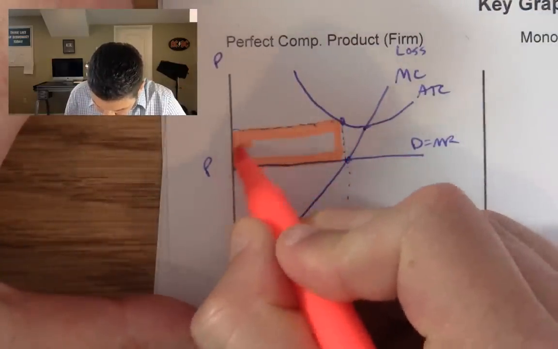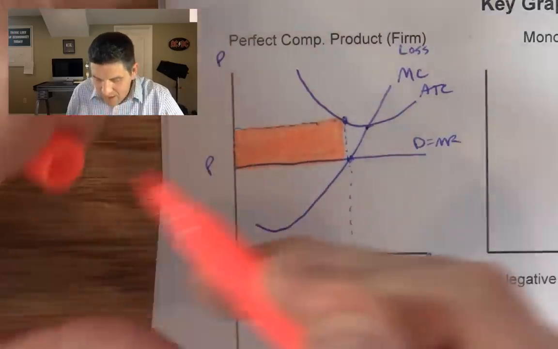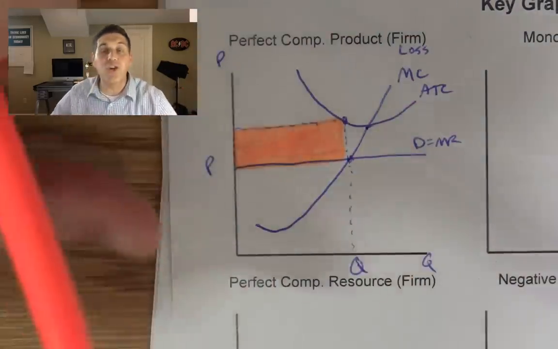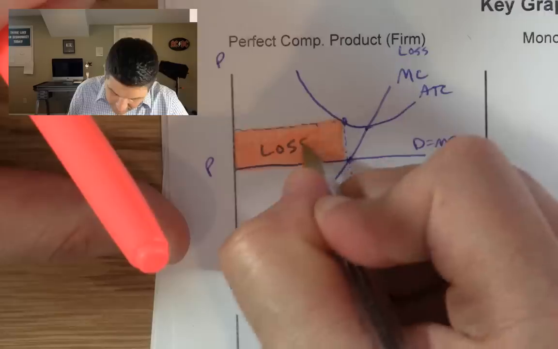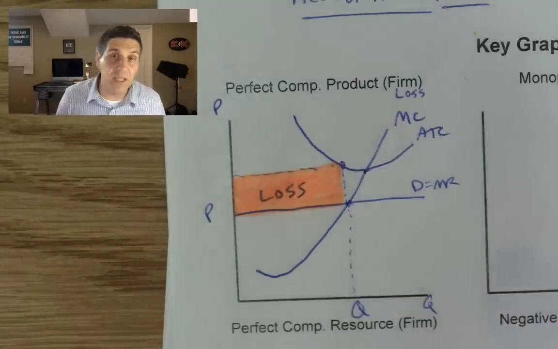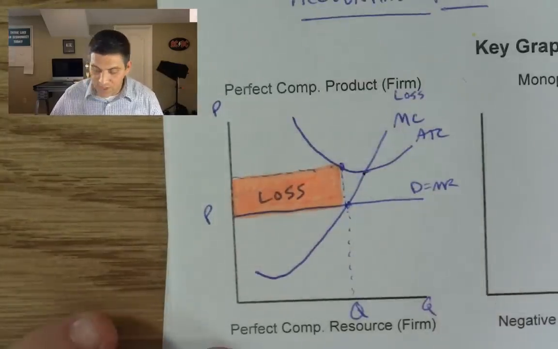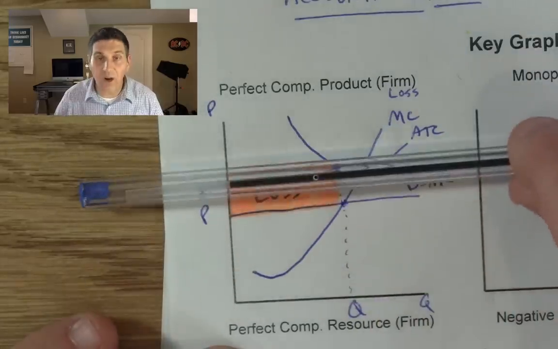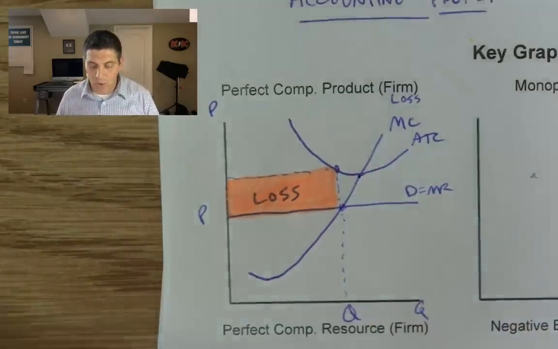Now, you can't use colors in the AP test. Just keep that in mind. But there is a loss. Now, question, is that the long run or the short run? Well, it is the short run, right? If there's a loss in the short run, firms are going to eventually leave. When firms leave, that causes the price to go up. Price will eventually go up, into the long run. But right now we're in the short run.